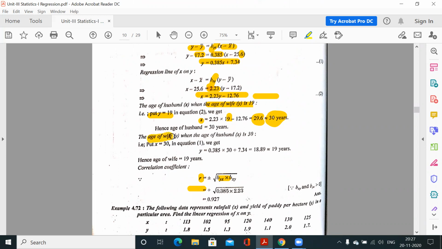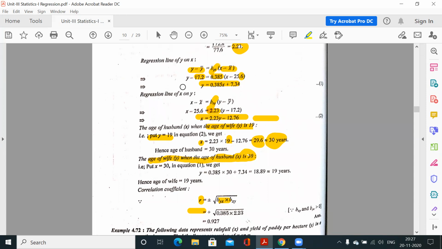Similarly, next, when the age of husband is 30, x is given and we have to predict y. So we have to use the regression line of y. The regression line of y is this. Here we have to substitute the value of x. So x is 30, into something plus something, which is 18.89, equivalent to 19 years. So the age of wife whose husband's age is 30 is nearly 19 years.